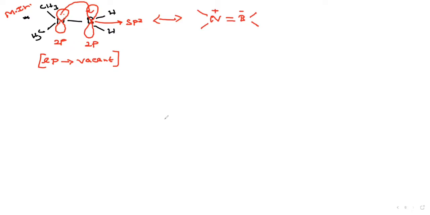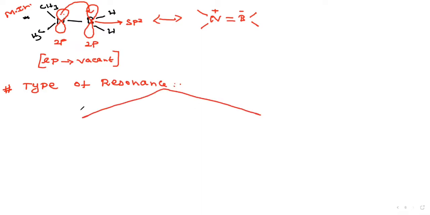Next topic, the types of resonance. What are the types of resonance? Please note. We discussed the inductive effect, similarly two types: plus I effect and minus I effect. Similarly, there are two types of resonance: plus R and minus R. One is the electron releasing group or electron donating group. It should be plus R. The other is the electron withdrawing group. It should be minus R.